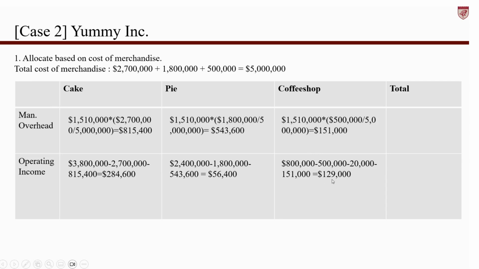Okay, so $129,000 is something that you should be getting. So in total, the operating income should be about $470,000.